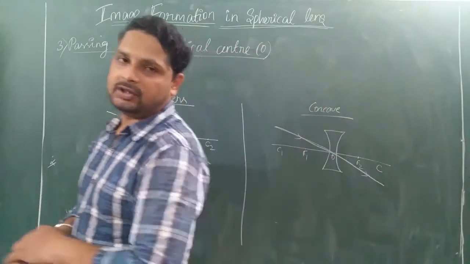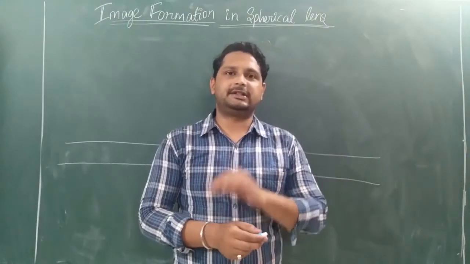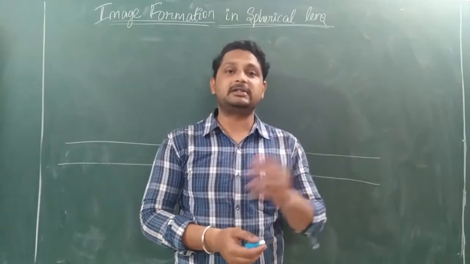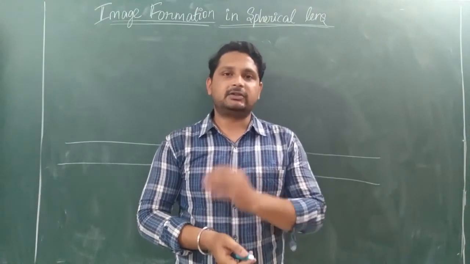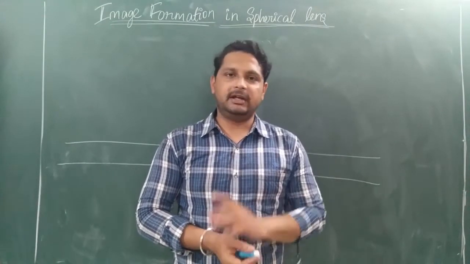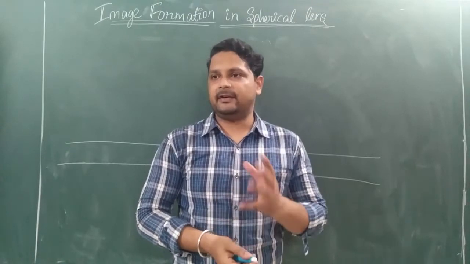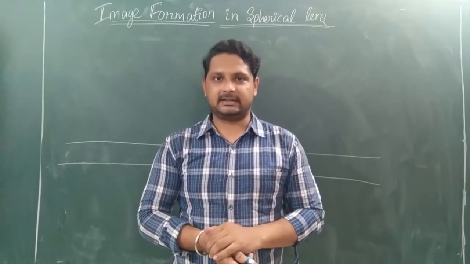Okay, note this one. Okay. So you understood the three incident rays and how the emergent rays occur in this case. So let's see how images are formed in these lenses. First, we will see for the convex lens.